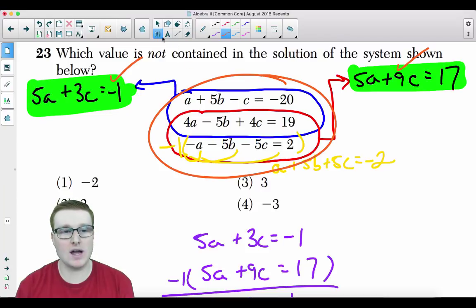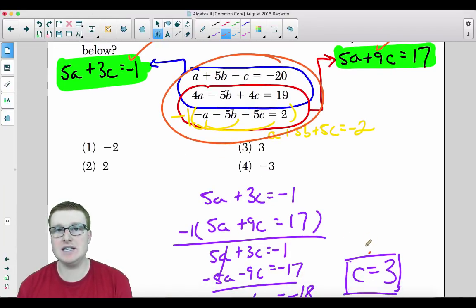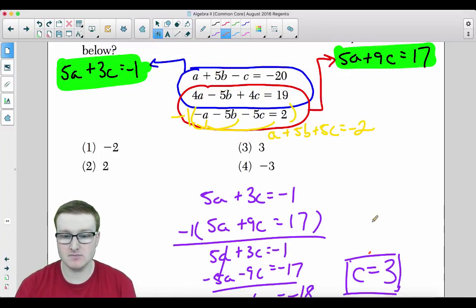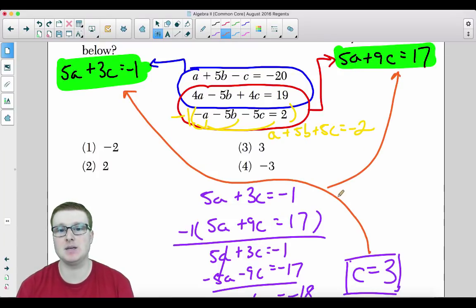You do not want, and you got to be smart about this, you do not want to plug in the value of c equals 3 back into one of these. Because again, you're still left with two variables. You're left with an a and a b. Not happening. So what you want to do is be smart about it. Take the c equals 3 and plug it back into one of the green equations that's highlighted. Because it's just an a and a c, so we can easily solve for a.